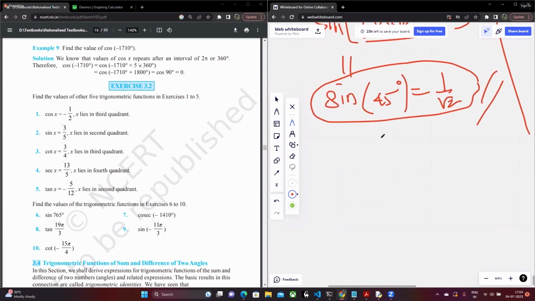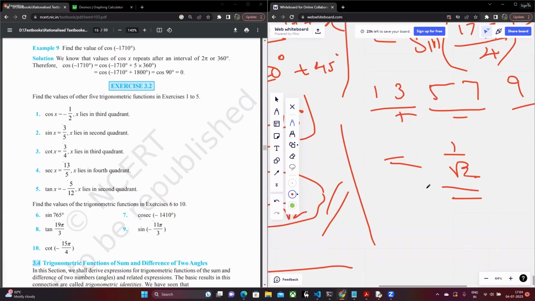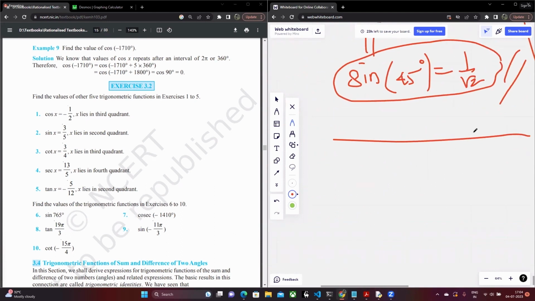Two ways to do it. You can do it in any way. Both ways work, right? This way is simpler. But if you want to just show off that you know radians and radian conversions, then you can do this. Your wish. Question number 7.